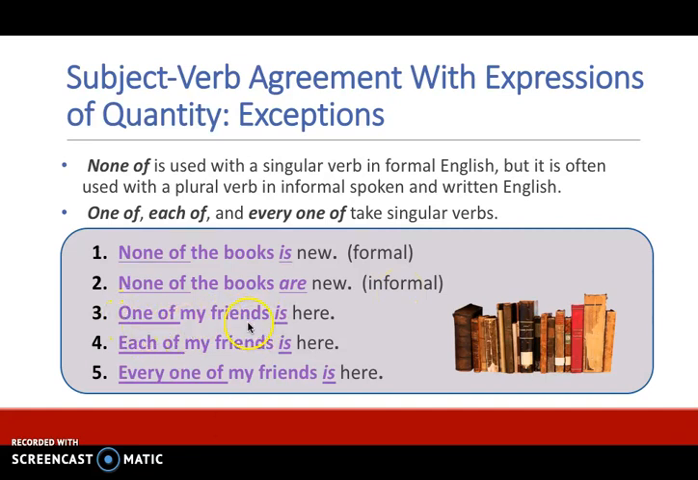So even though friends is plural, with these expressions, one of, each of, and every one of, we use a singular verb. Number 4, each of my friends is here. And number 5, every one of my friends is here. So as you can see in all 3 of these examples, there is a singular verb.